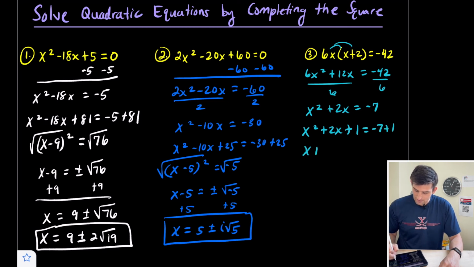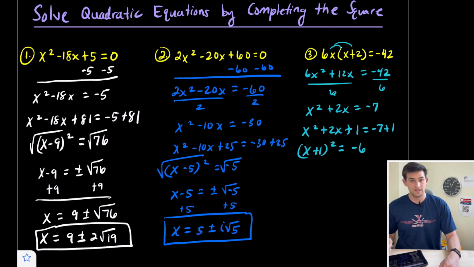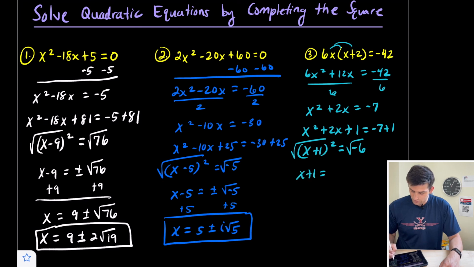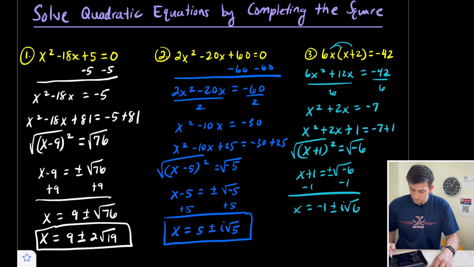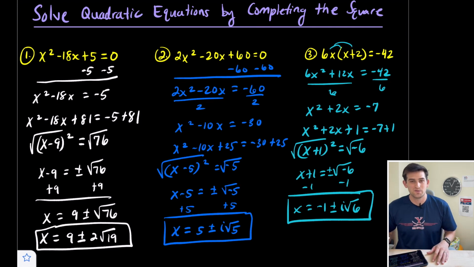Now on the left side, we can factor this as x plus 1 quantity squared is equal to negative 6. Now we can take the square root of both sides. So we have x plus 1 is equal to positive or negative square root of negative 6. Now let's subtract 1. So we have x is equal to negative 1 plus or minus, and once again, this could be root 6 times root negative 1, and root negative 1 is i. So this will be i root 6. Okay? And that's how we can solve quadratic equations by completing the square.